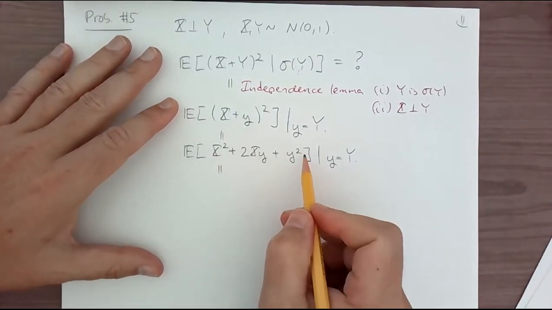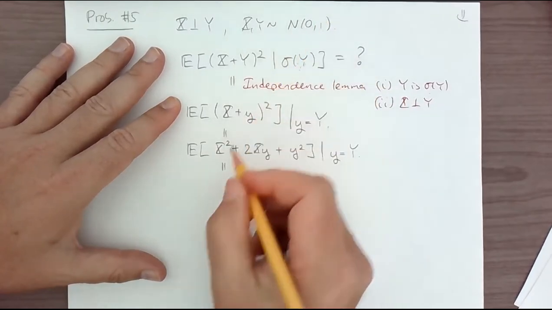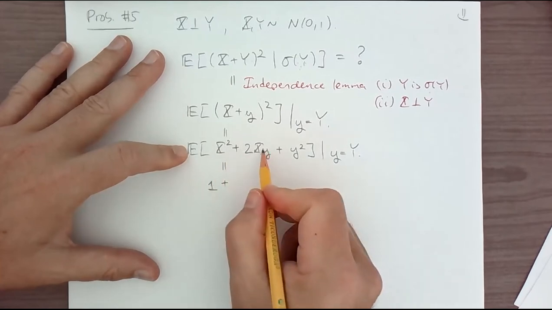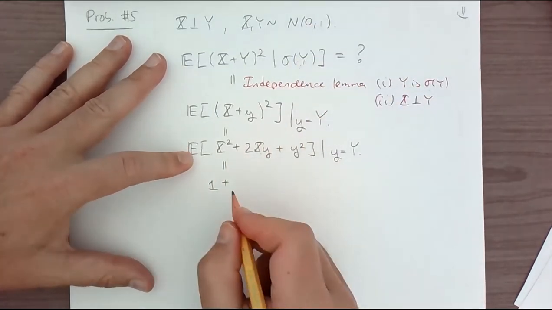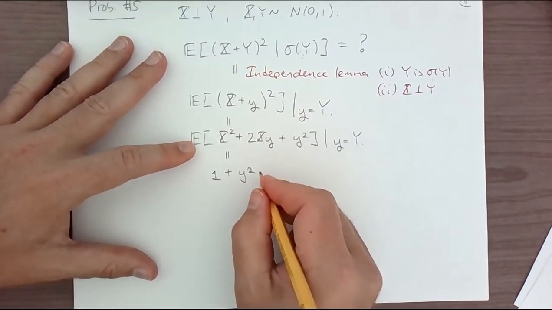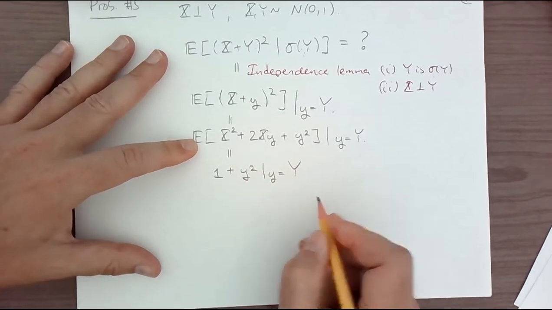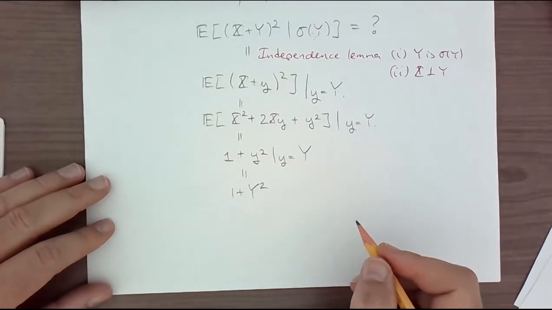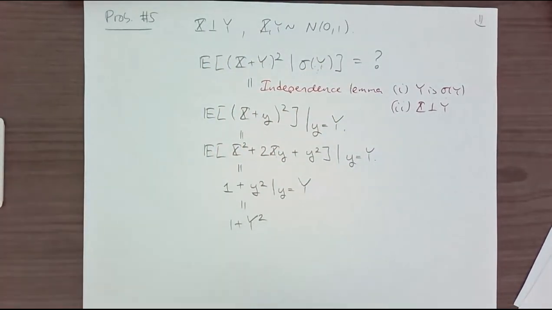The expectation is linear, so the expectation of x squared is going to give you the variance, because the mean is 0. So this is going to be a 1. And then the expectation of x times 2y, well, the expectation of x was 0. And then you're going to get y squared, since the expectation of a constant is just the constant. And when you're done computing, you replace y with capital Y. So you end up with 1 plus Y squared. So this conditional expectation is equal to 1 plus Y squared.